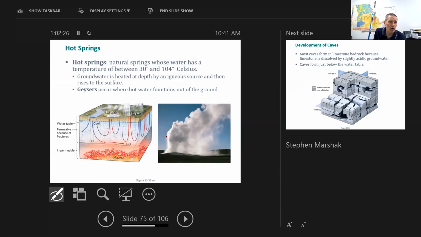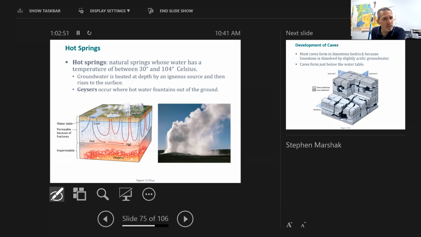Another natural occurrence with groundwater is hot springs. Now, you have to be near a magma source for a hot spring to exist. What's going to happen is water is seeping into the ground, comes in contact with this hot water, and then the water is returned to the surface to create these hot springs.